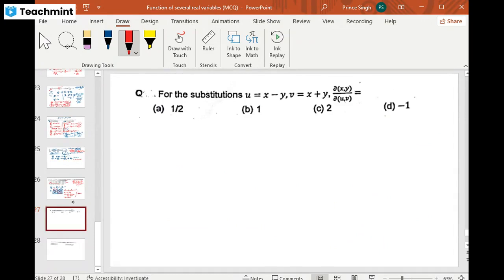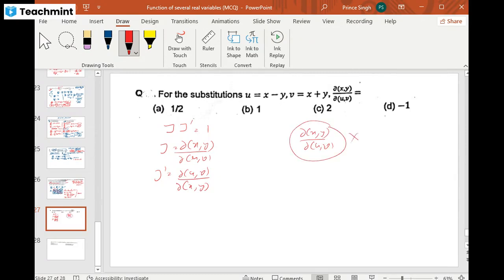Here we are given u and v as a function of x and y, but we need Jacobian of xy with respect to uv. Okay, so now here we can use one of the properties of Jacobian of transformation, that J into J dash is 1. Like if J is Jacobian of xy with respect to uv and J dash is Jacobian of uv with respect to xy, then their product is equal to 1. So here we need Jacobian of xy with respect to uv, but we are given uv with respect to xy. So what can we do instead of this? We are going to calculate Jacobian of uv with respect to xy.